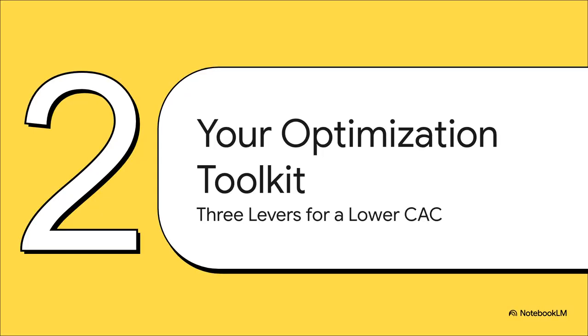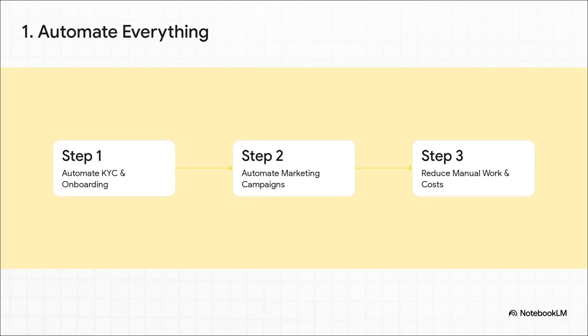All right, so the big question is, how do you actually get your ratio above that golden 3 to 1 mark? Well, let's open up the toolkit. We're going to look at 3 really powerful levers you can pull right now to lower your CAC. First up, automate, automate, automate. I can't say it enough. Every single manual process you have is just a drain on your time and your money. When you automate things like know your customer checks or the whole onboarding process or even your basic marketing campaigns, you slash your operational costs. It frees up your team to focus on the big picture stuff.